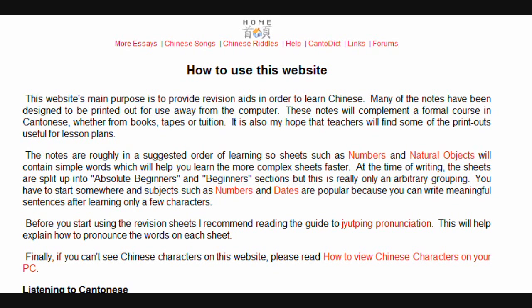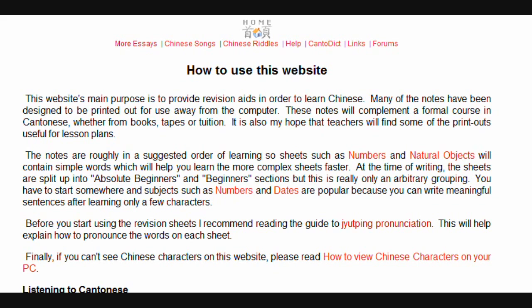How to use this website. This website's main purpose is to provide revision aids in order to learn Chinese. Many of the notes have been designed to be printed out for use away from the computer. These notes will complement a formal course in Cantonese, whether from books, tapes, or tuition. It's also my hope that teachers will find some of the printouts useful for lesson plans.